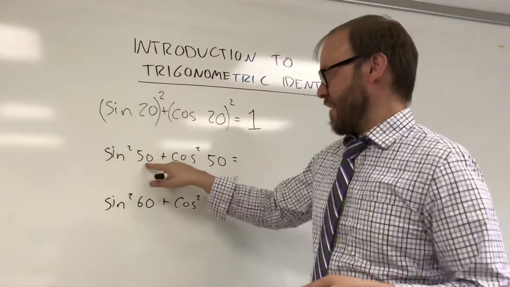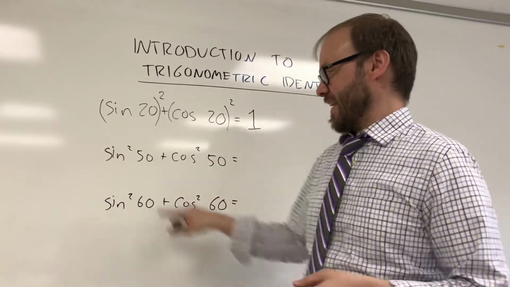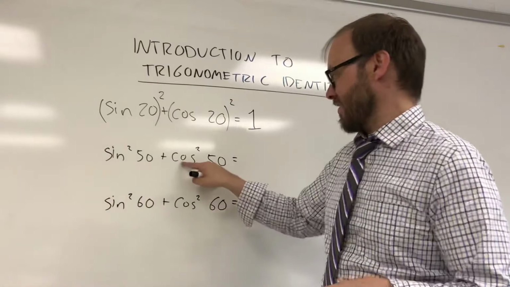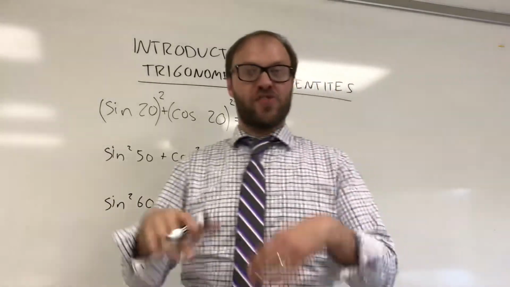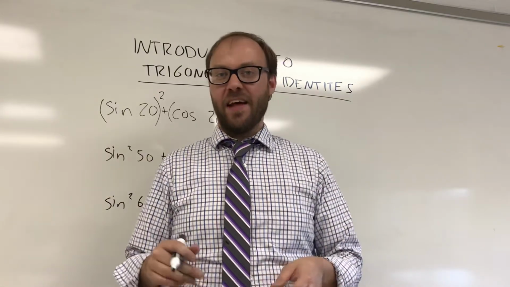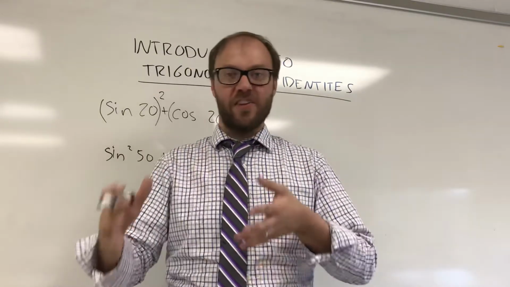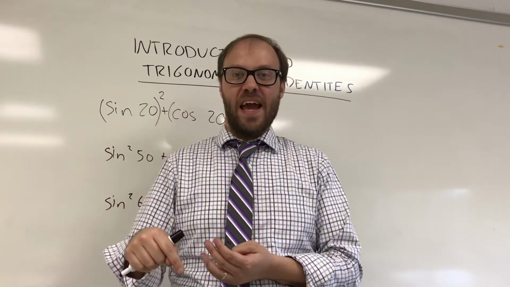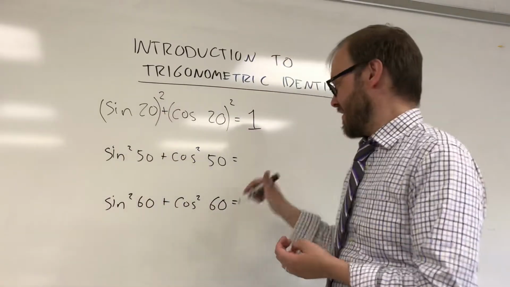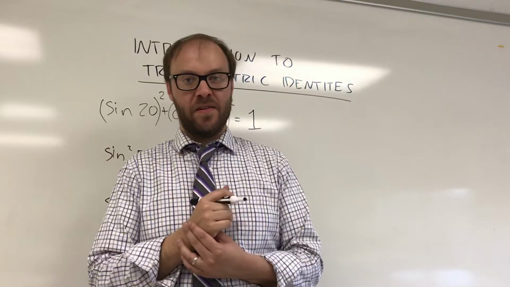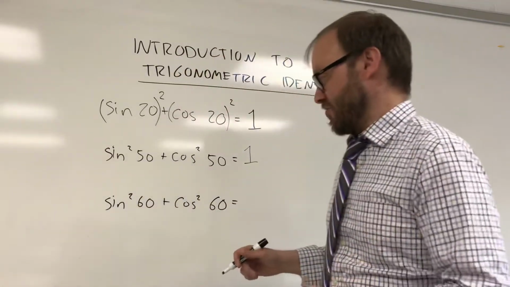Let's see what happens if I make it a 50 instead. I'm going to take the sine of 50 and square that. I'm going to take the cosine of 50 and square that, and add those two things together, okay? You're running those numbers, putting that in your calculator, you hit enter, and your final answer should be 1, okay?